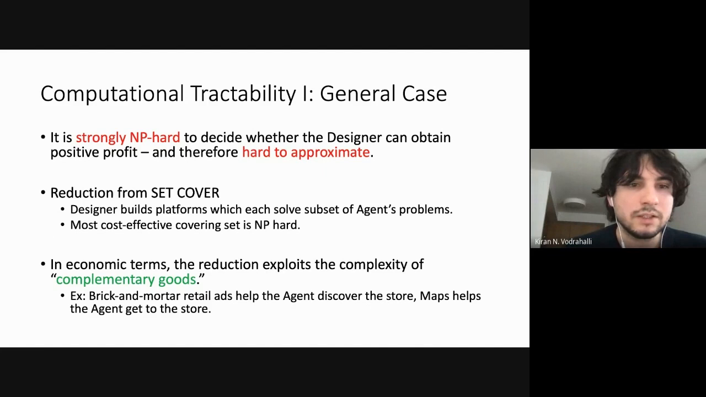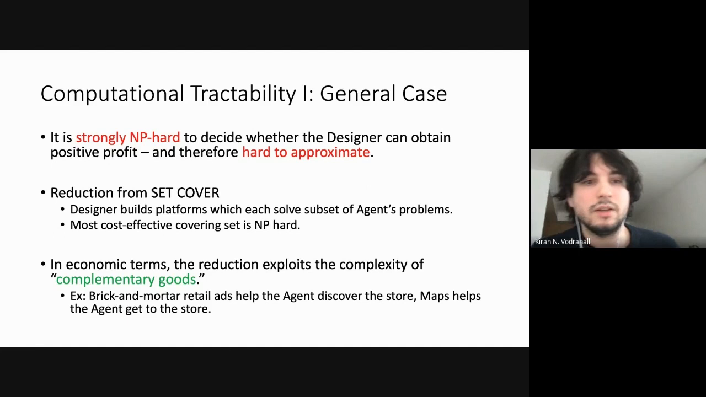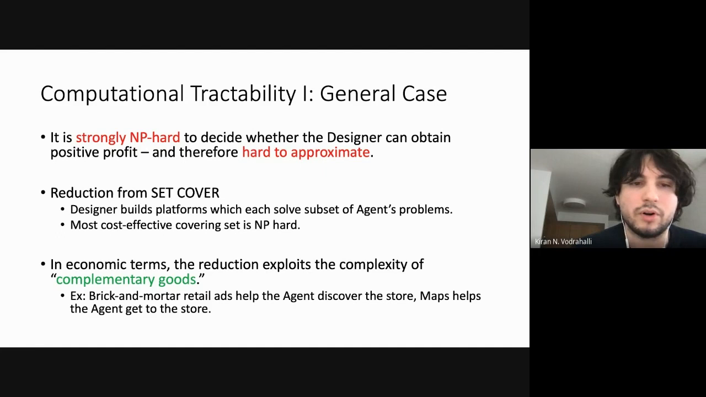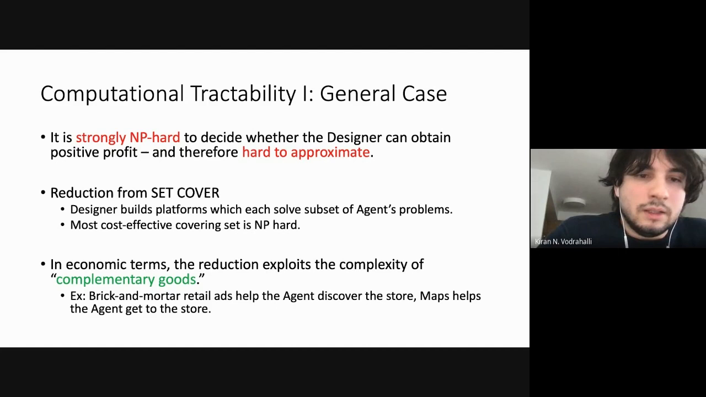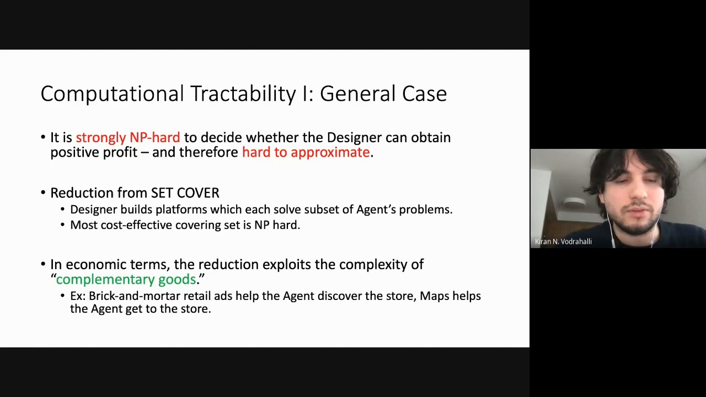So in economic terms, we can think of this as exploiting the complexity of complementary goods. As a concrete example, like I mentioned before, you might have a brick and mortar retail ad on a website, right, via Google search. And on the other hand, Google Maps helps the agent get to the store. So they're kind of working in conjunction to solve two different problems. And the utility of both is, you need both of these things for you to get the total value. So that's hard to approximate even.